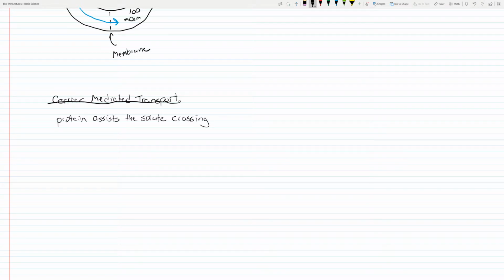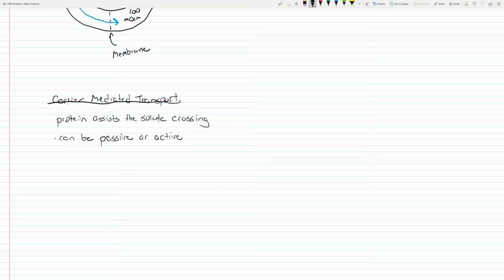That's it. Now, the thing about carrier-mediated transport is it can be both passive, or it can be active. Remember the definition: passive means that there's no direct energy needed, and active means you need direct energy, usually in the form of ATP.